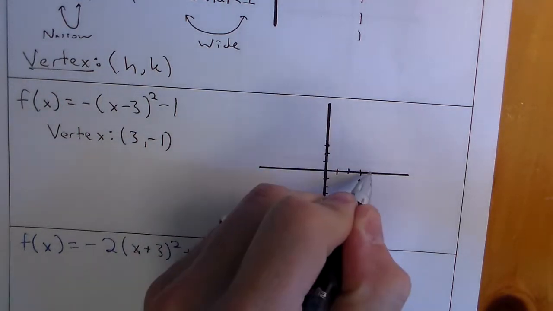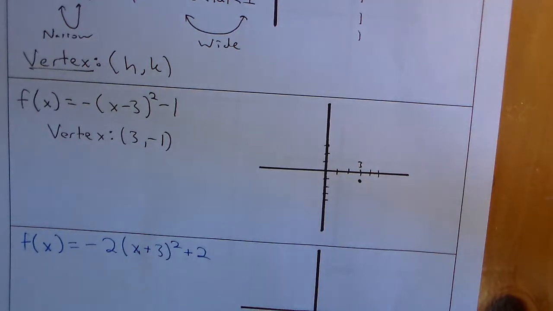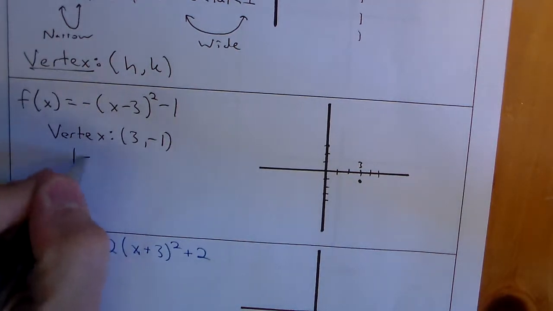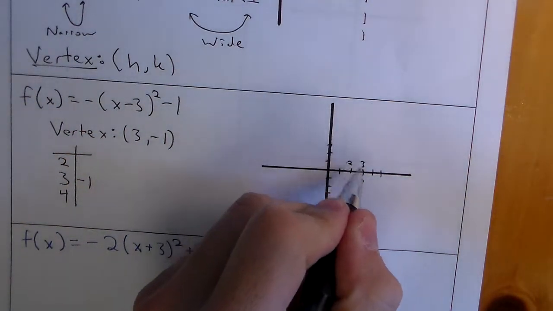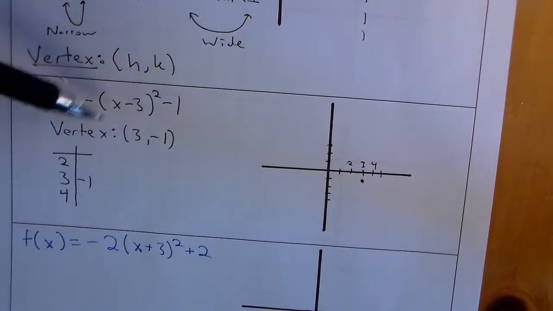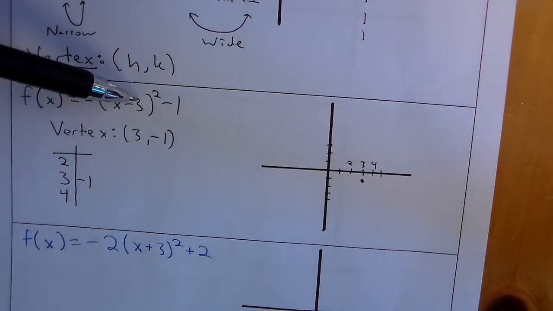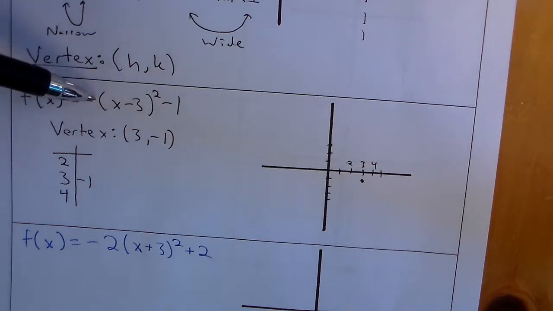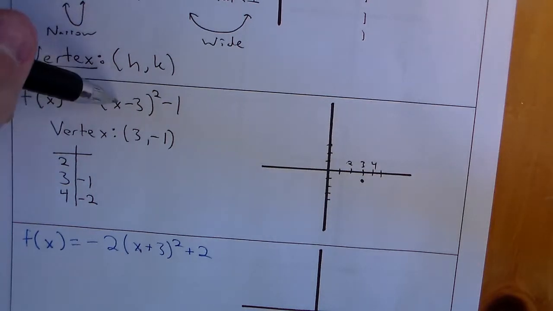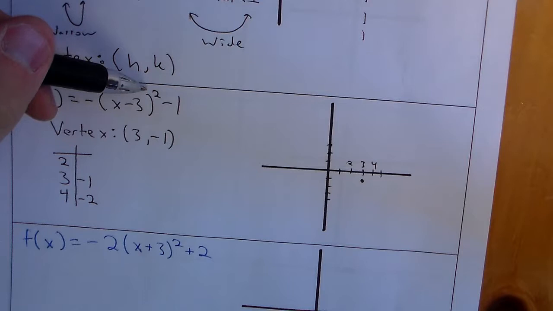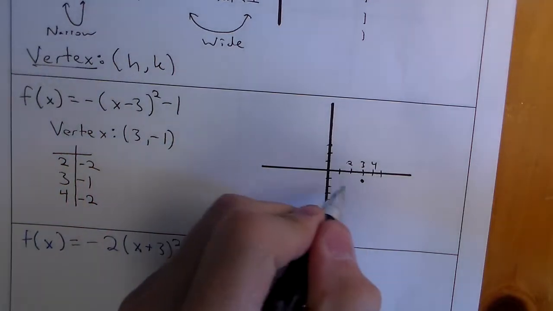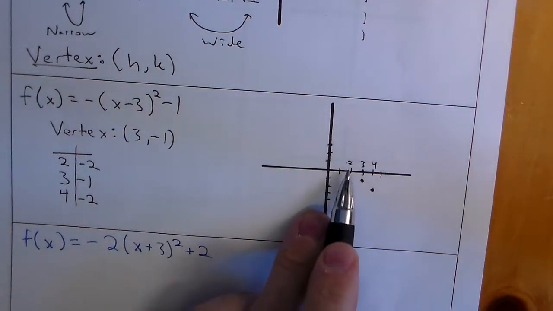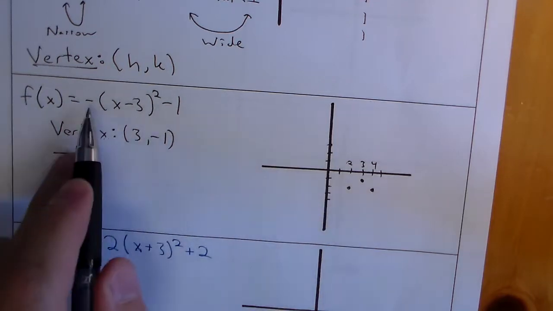Now, from here, we need to find other points. So we know 3 is the x value that we use. We know 3 goes to negative 1. If I went to either side of 3, so I went to 2 and 4, and substitute values in, we'll do the 4 first. 4 minus 3 is 1. 1 squared is 1. Becomes a negative 1, with the other negative 1, it's then negative 2. If I put in 2, I get 2 minus 3 is negative 1. Square it to be a positive 1. Make it negative 1 with a negative 1. That's negative 2.